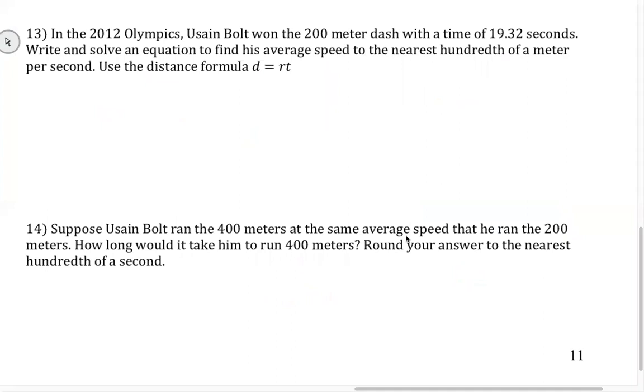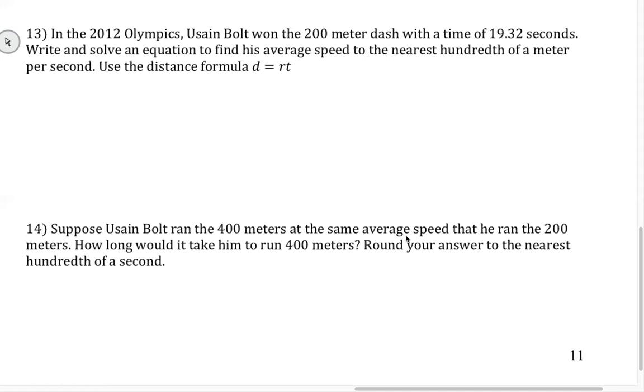Cassidy, I just have a question. It's easy. Do you know who Usain Bolt is? Who's Usain Bolt? The fastest guy. Do you know how fast he is? I just know he's fast. I don't know. Oh, we're about to find out how fast he is.